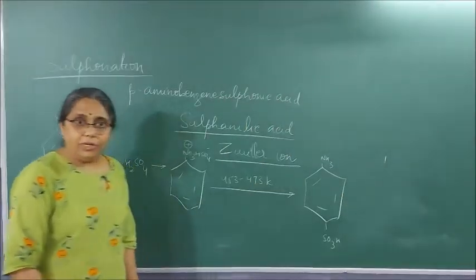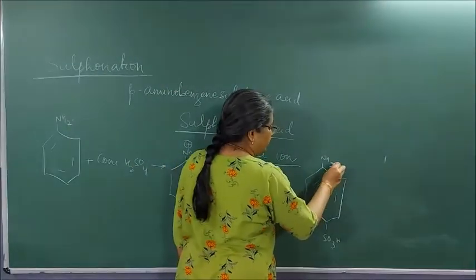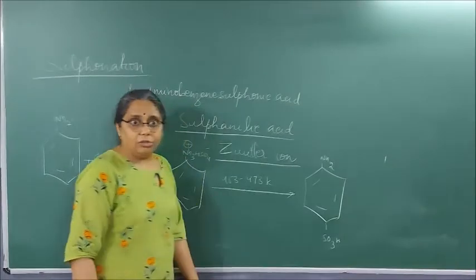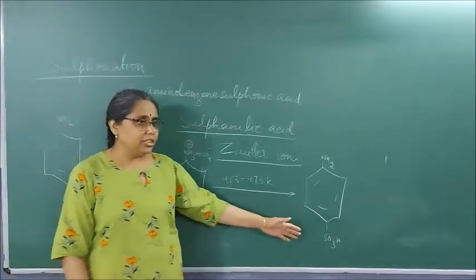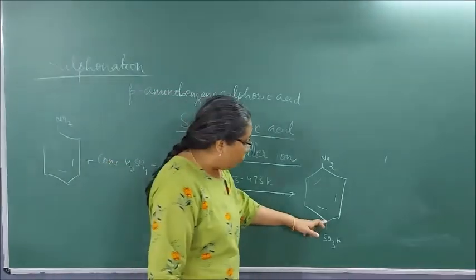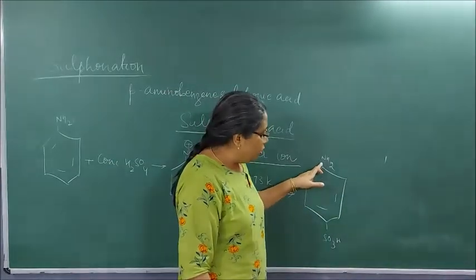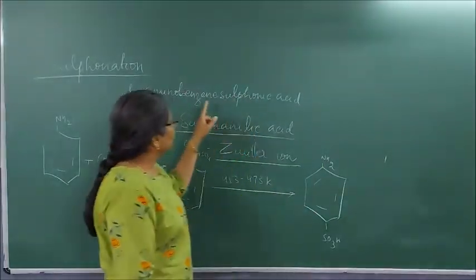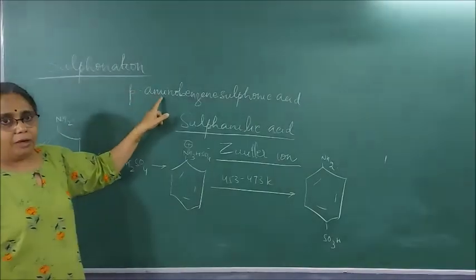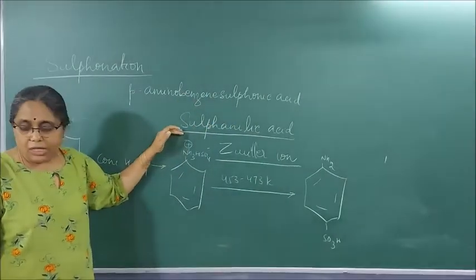now the naming will change. Now NH2 group is not the main group. Now which is the main group? SO3H, because according to priority table, SO3H takes first priority. So 1, 2, 3, 4. So this can be called as what? 4-amino benzene sulfonic acid, or it is also called as what? Para-amino benzene sulfonic acid.